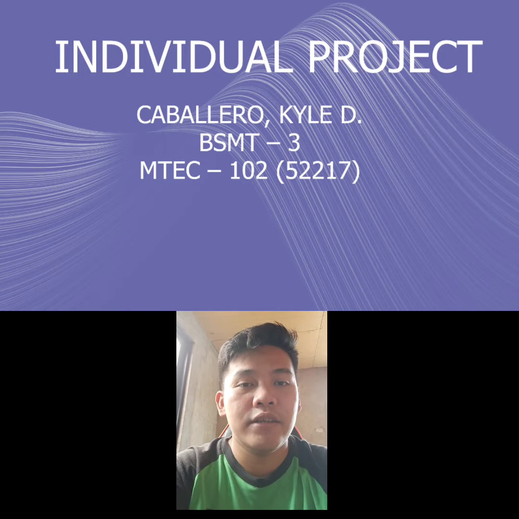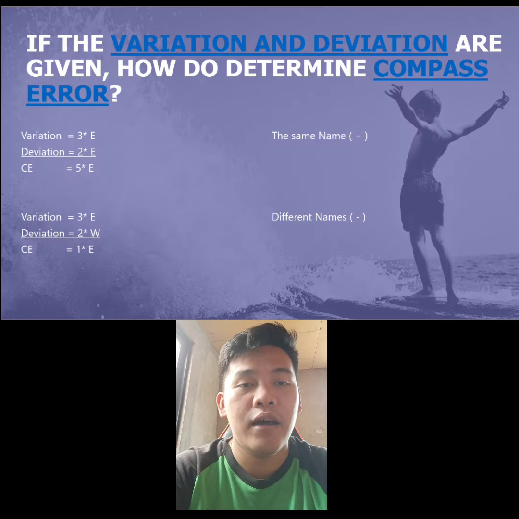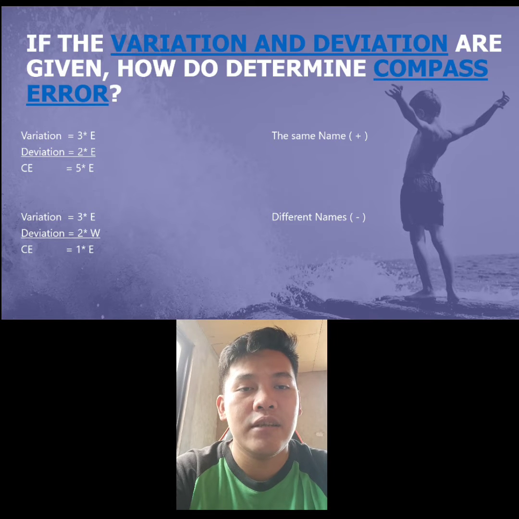So the first question is, if the variation and deviation are given, how to determine compass error? To determine compass error, first, variation. My given variation is 3 degrees east, and my deviation is 2 degrees east. So they have the same name, which means we need to add them to get the compass error. So 3 plus 2 is equal to 5 degrees, and the sign is east, since the variation and deviation sign are both east.